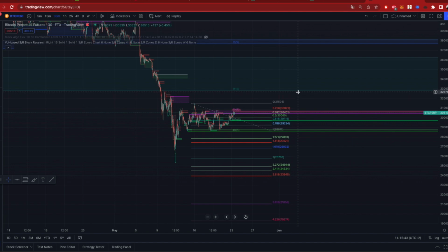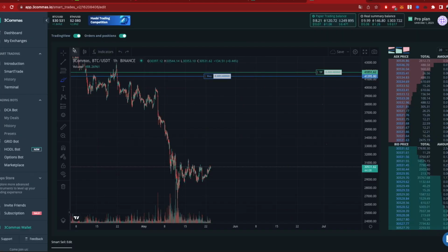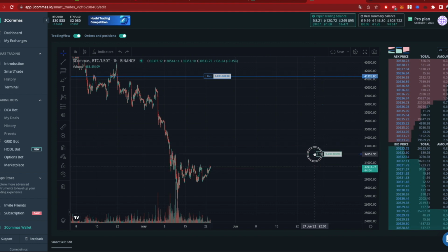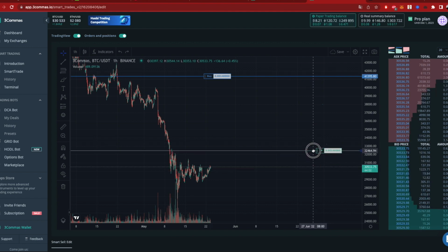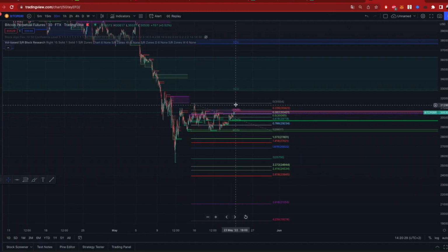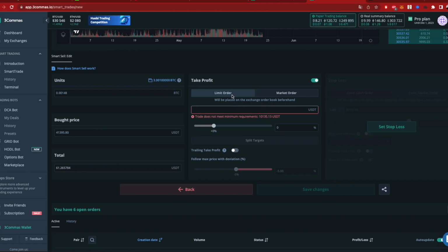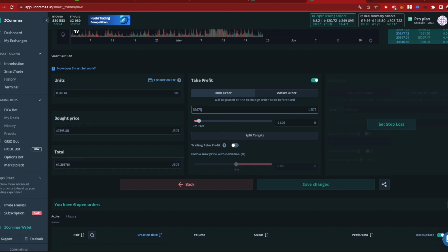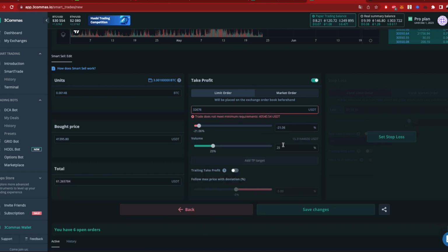So let's start with 32.6. And you can just pull down this first take profit to 32.6. Or if you want to be more precise, you can just take this number, let's say 32.676, and type it right in, split the targets.